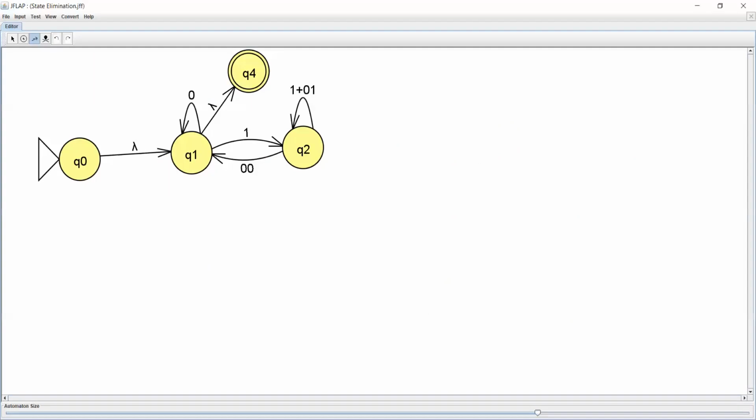Now the next step is that we need to simplify this again. In order to simplify that, we need to take this simplified diagram again. Let me copy this onto the paint screen so that it becomes very easy for me to explain.